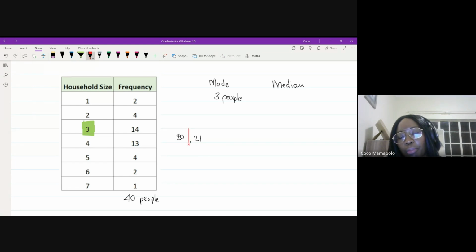So this 20th person will split the data in the first half, and this 21st person would split the data in the top half. All right. So we need to count. We're going to go 2, that's the first 2 plus this 4. This is the first 6 positions. If we add this one here, then that's the next 20 positions. So 20 and 21, right? So our median household size sits in between 3 and 4.